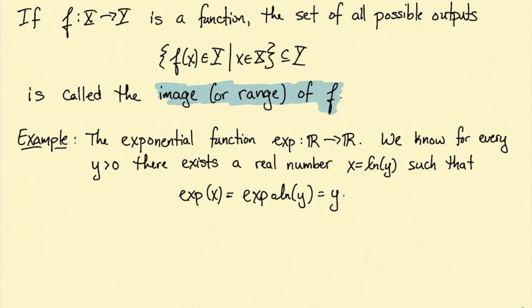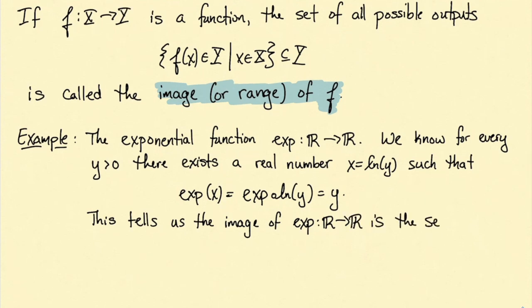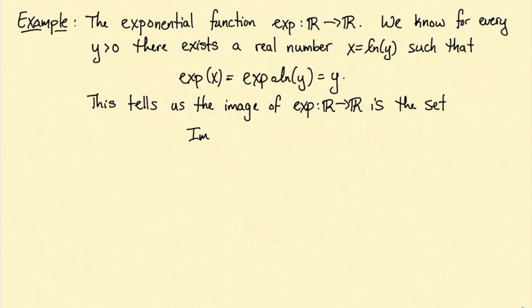This little computation tells us that the image of the exponential function is actually a proper subset of the codomain, which is the set of all real numbers. So the image is all of the numbers strictly bigger than 0, which we represent as the open interval 0 to infinity. Now that we've tackled a familiar example, let's think about the image for a matrix transformation.